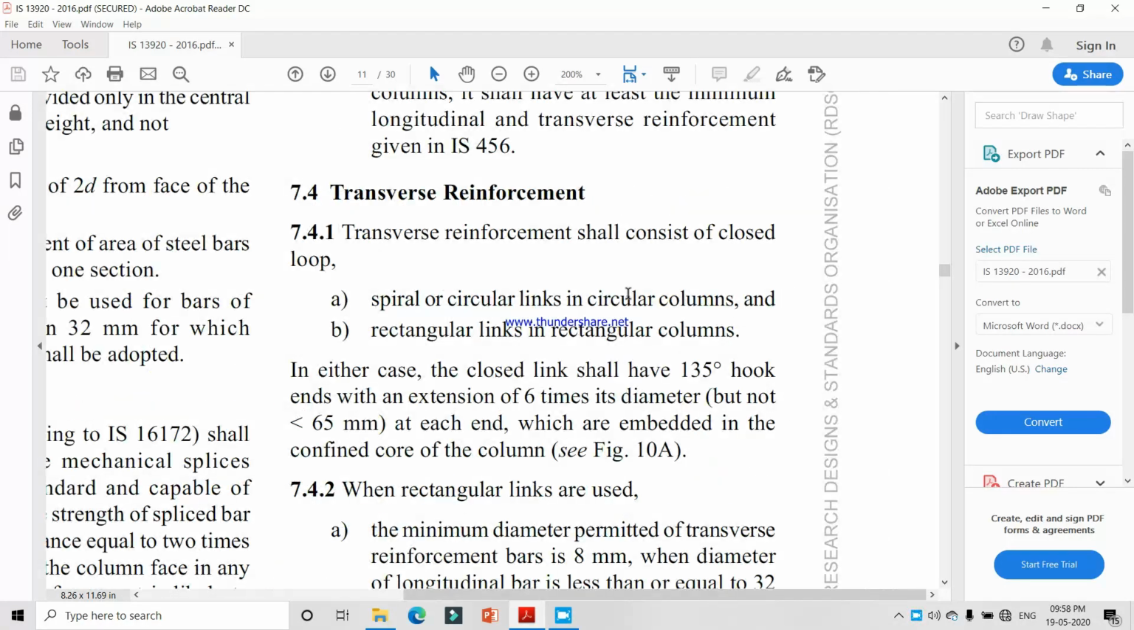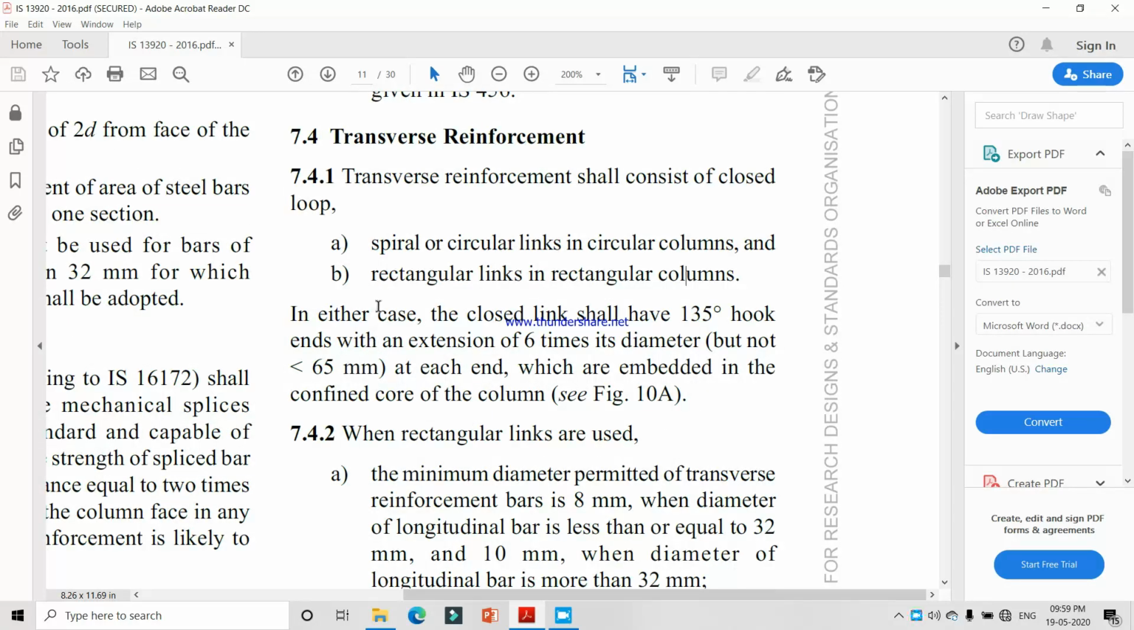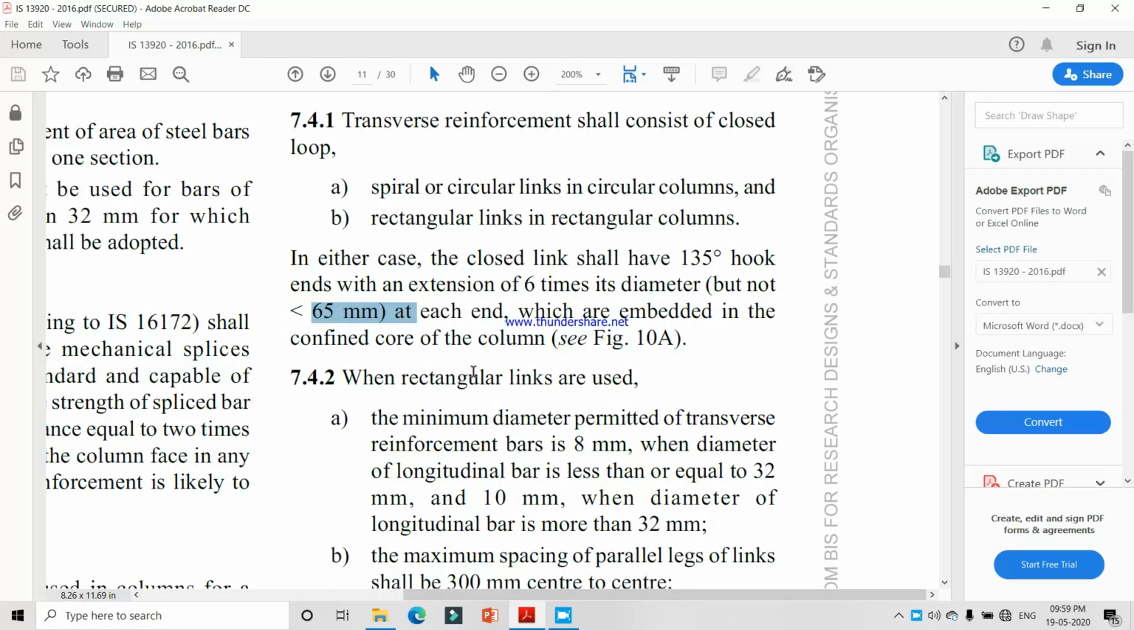For the transverse reinforcement, it consists of 2 types of loops. We provide spiral or circular links, and second is rectangular links. For both cases, a 135-degree hook is compulsory, and the hook length is 6 times diameter, but not less than 65 mm.